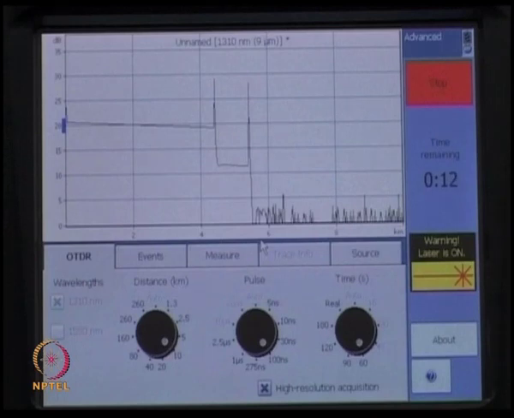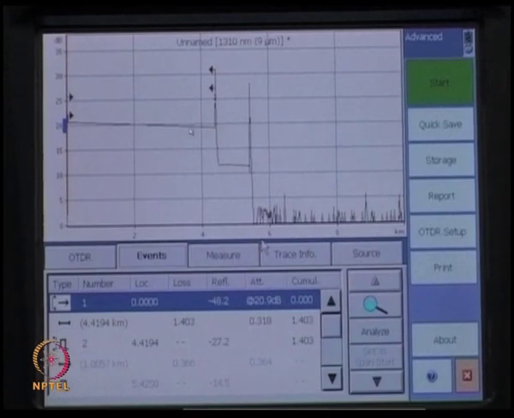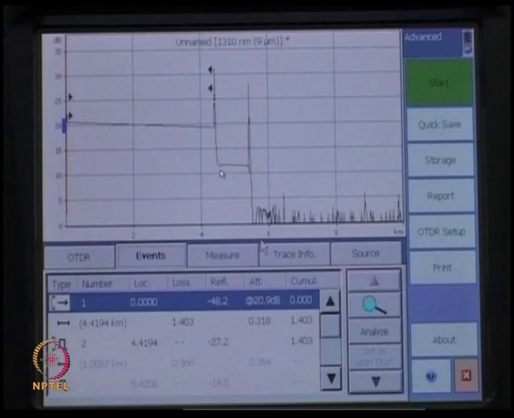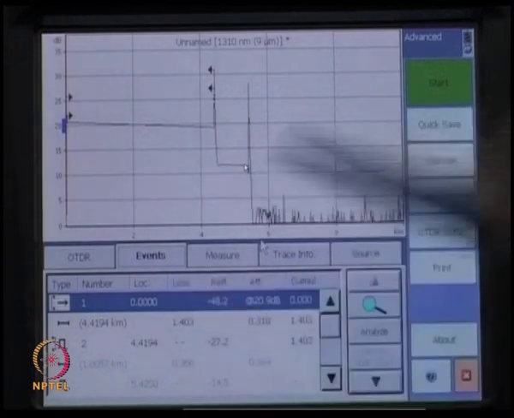Fourteen seconds left. The acquisition is complete now, and we get the final display. We see here now, this is the fiber which is the first fiber which we had tested. There is a second fiber which we had tested, and at the joint you have a substantial loss. So, you see suddenly the power drops at this location, and then this is the fiber, this is the loss in the second fiber.